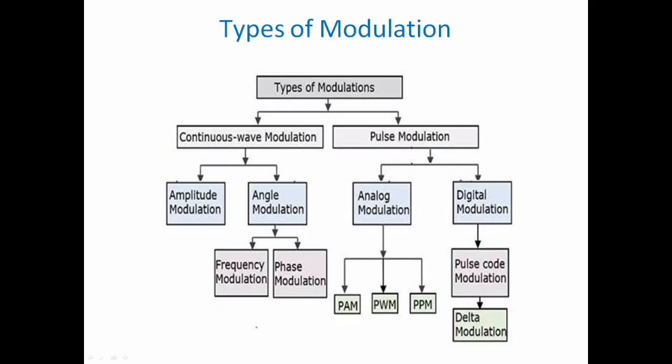Next, pulse modulation. Pulse modulation has two types: analog modulation and digital modulation. Analog modulation has three types: PAM, PWM and PPM. PAM is pulse amplitude modulation, PWM is pulse width modulation, PPM is pulse position modulation. Then digital modulation has two types: pulse code modulation and delta modulation. These are the main classification diagram of the modulation.